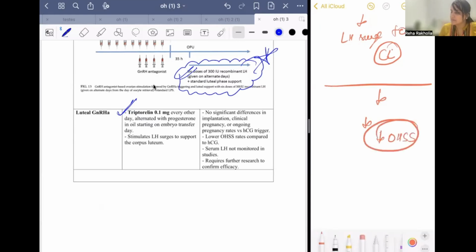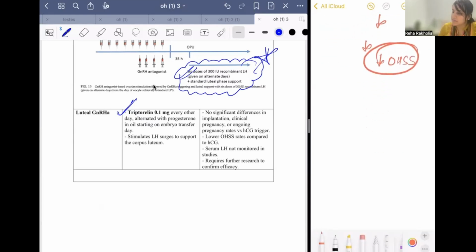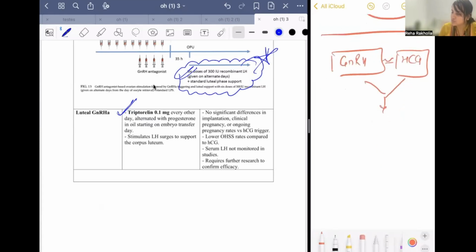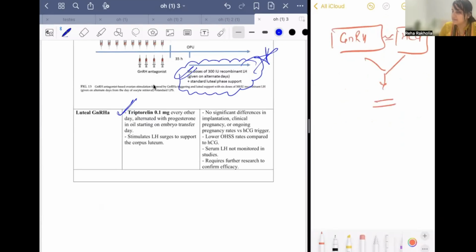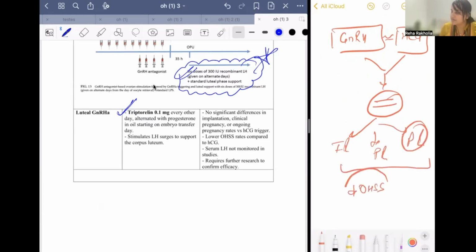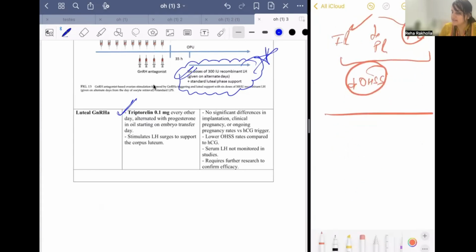Research comparing luteal GnRH agonist administration to HCG trigger has shown no significant difference in implantation rate, clinical pregnancy rate, and ongoing pregnancy rate, but there is lower risk of OHSS. However, one limitation of this approach is that serum LH level are not routinely monitored, which may make it difficult to determine the optimal dosing regimen.